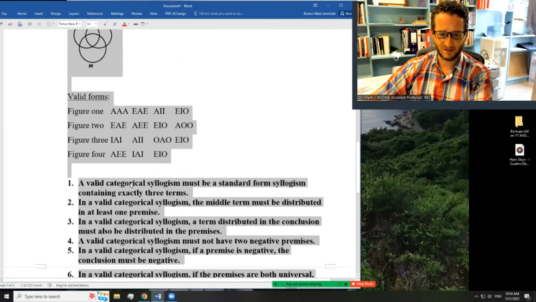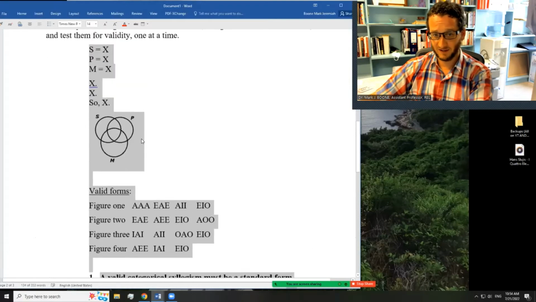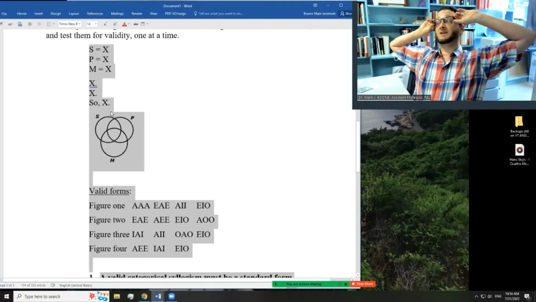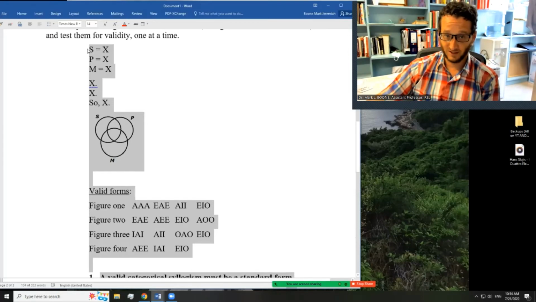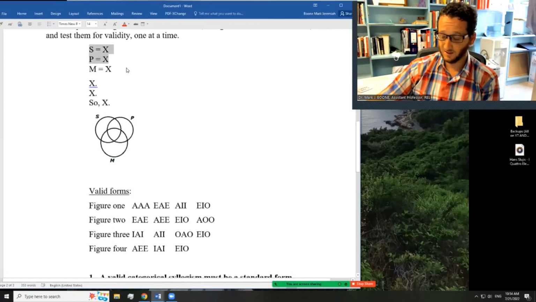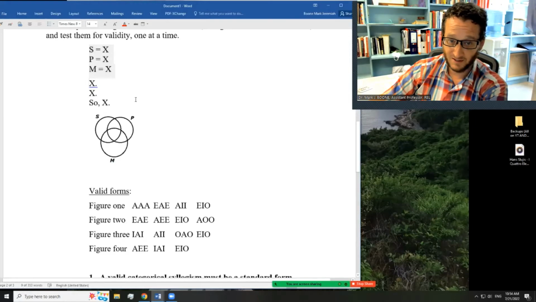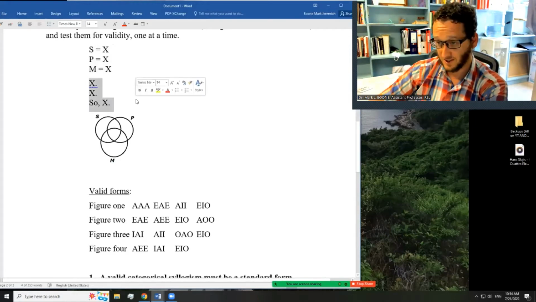Let me organize the text. I want to have this available, this rough scheme for testing categorical syllogisms for validity. First, the scheme of abbreviation, where we identify what is the minor term, what is the major term, and what is the middle term of the argument. Then we put the argument into standard form using those designations, S, P, M, as symbols for the terms in our argument.